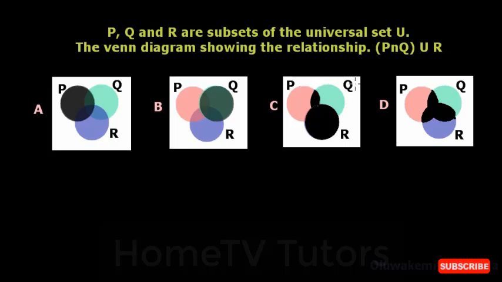P intersect Q. That is the common element between P and Q. Then union R. Union the whole of the element in R. So option C is the right expression of P intersect Q union R.